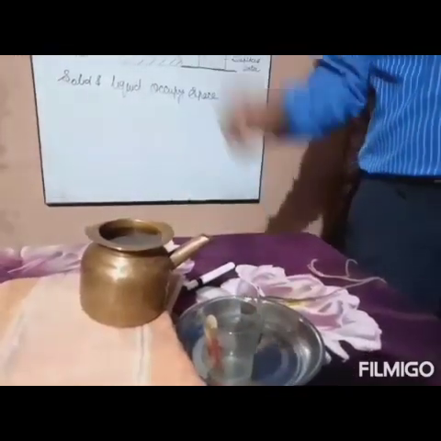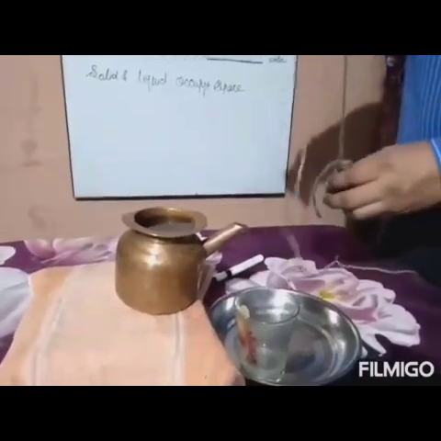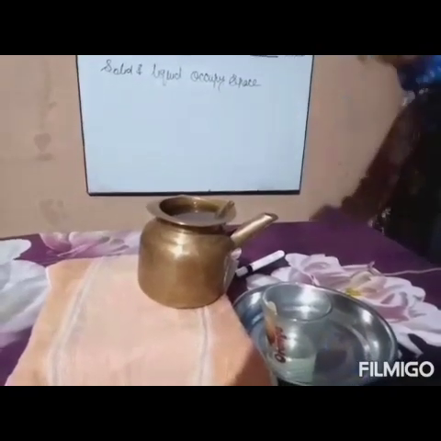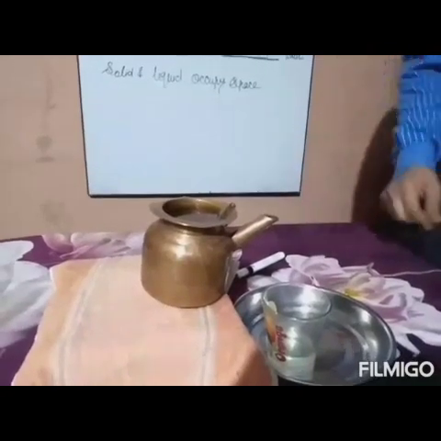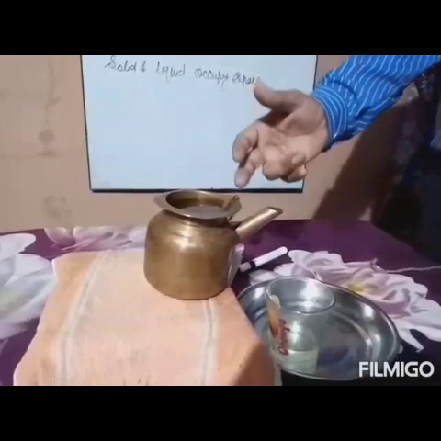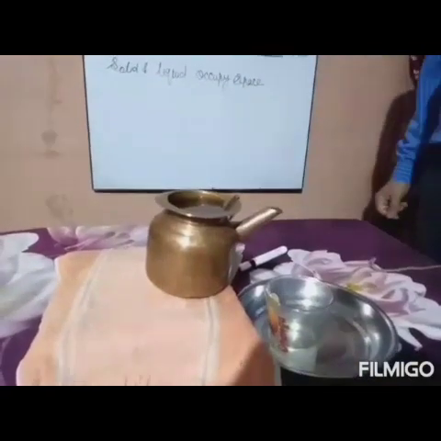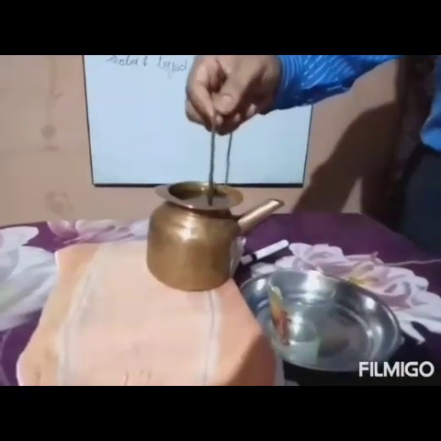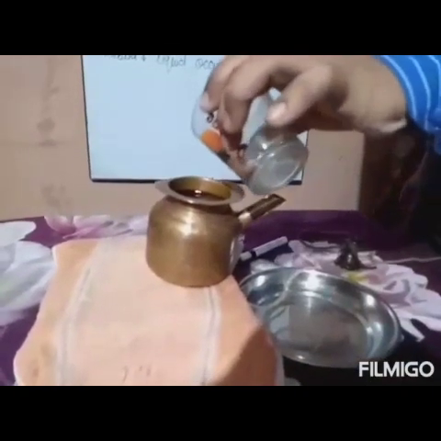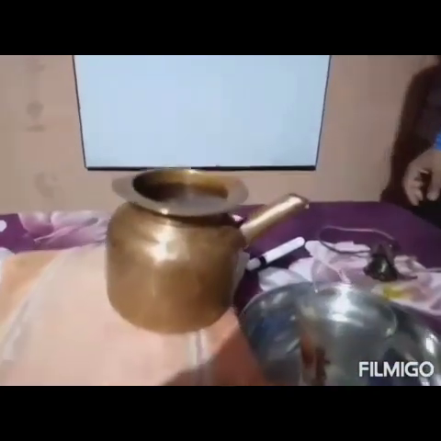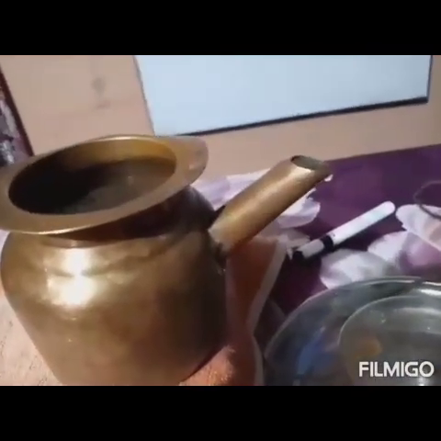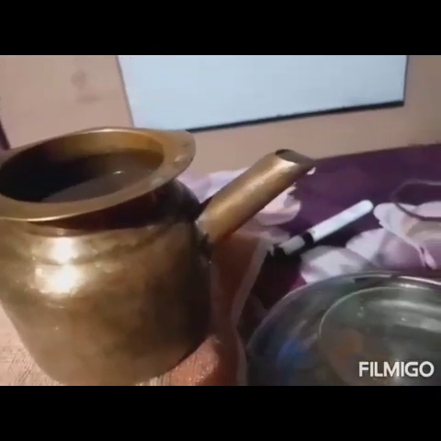We see that the pot is filled with water, so dip the stone slowly. What happened? We see that water comes from the spout and collects in the glass. So we can say that the level of water is decreased in the pot. Now we take out the stone from the pot and pour the water in the pot. So we notice that the pot is filled till the spout. So we can say that solid and liquid occupy space.